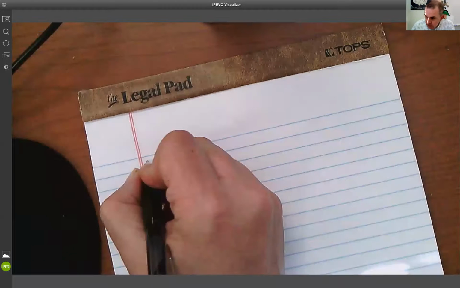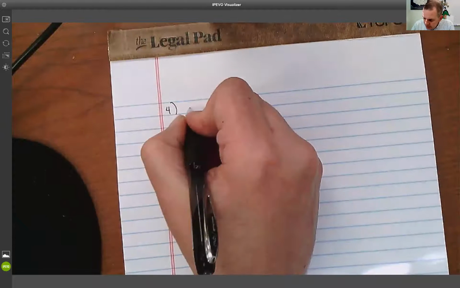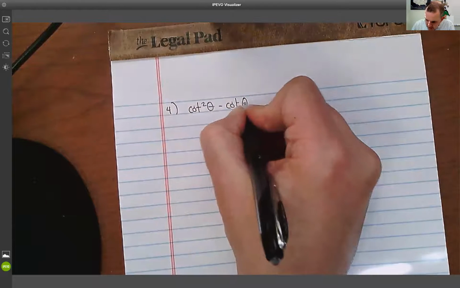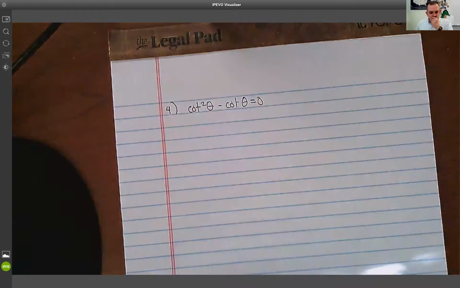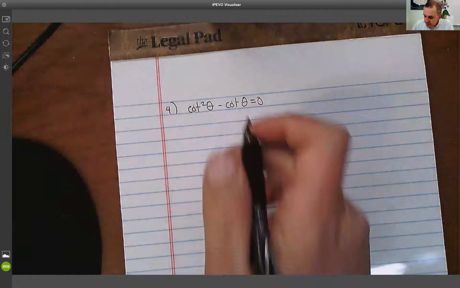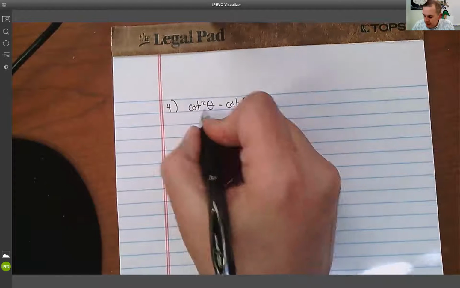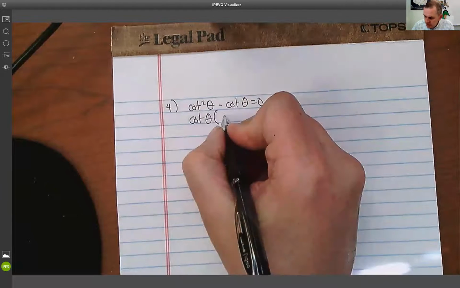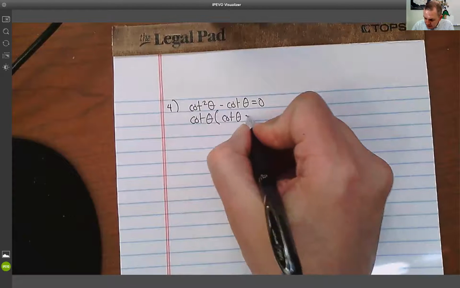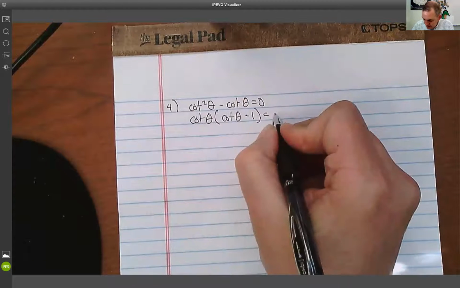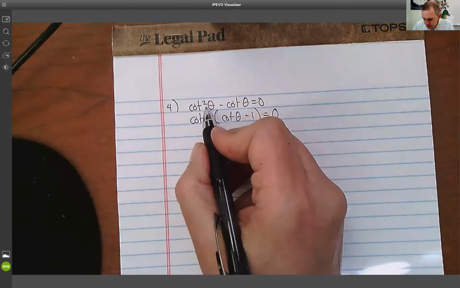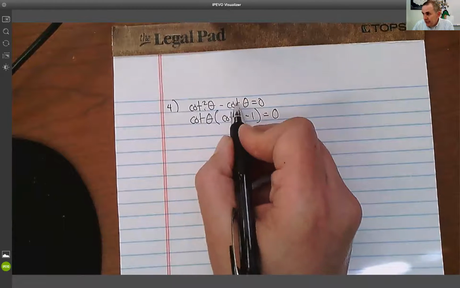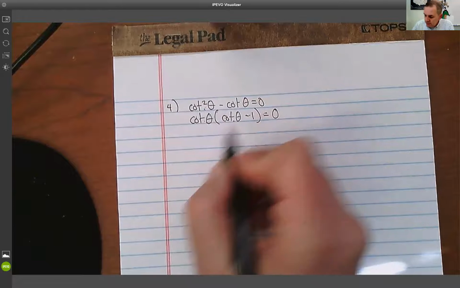Now, number 4 is a factoring. It's a GCF situation. So cotangent squared theta minus cotangent theta equals 0. If I look at these, they each have a cotangent theta in common. So I can factor out a cotangent theta. When I do that, take it out of each piece, divide each piece by cotangent theta. Cotangent squared divided by cotangent is cotangent. Cotangent theta divided by cotangent is 1.